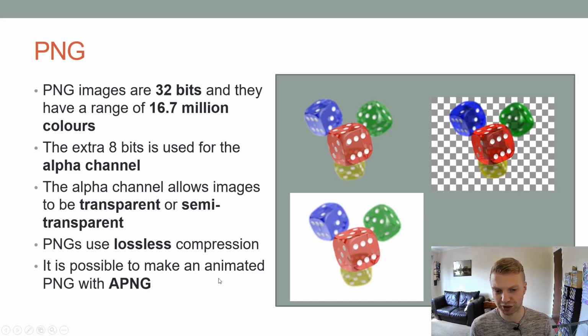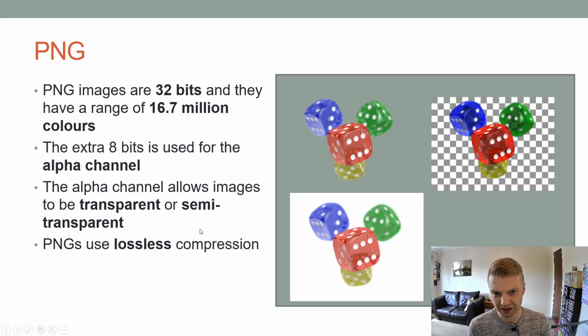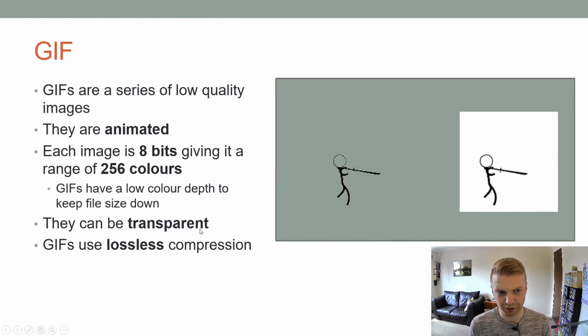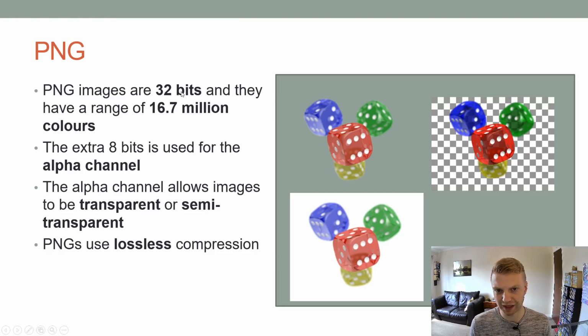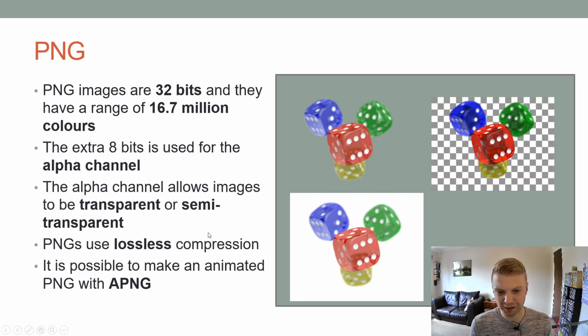This makes it possible to make an animated PNG, which means the file size is going to be huge, because rather than a bunch of animated 8-bit images, which a GIF is like a flip book of, you're now going to have an animated 32-bit image. It's basically just a video at that point, but maybe minus sound.